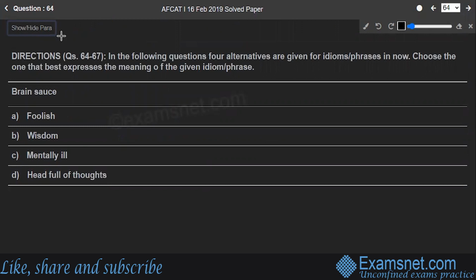So question number 64 to 67. In the following question, four alternatives for the idioms or the phrases are given. You have to choose the one which best expresses the meaning of them. Let's read the question number 64. So you have brain sauce. Options are foolish wisdom, mentally ill, or head full of thoughts. Well, brain sauce means wisdom. It simply means wisdom. When we're talking about the brain sauce, that means we are referring to the wisdom of that person. So here we have option B as the answer.